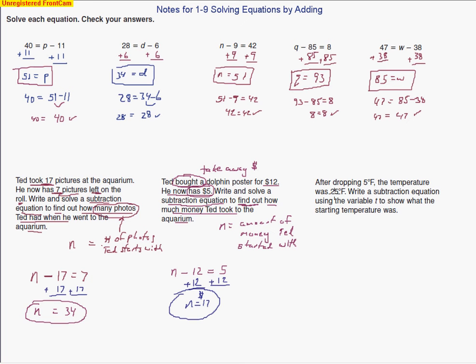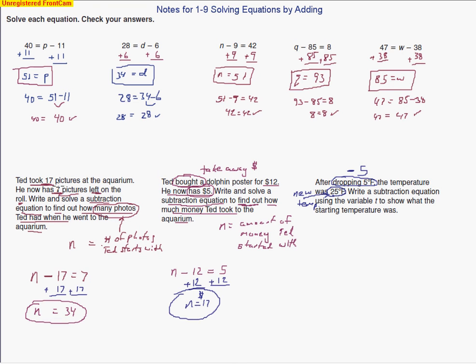Well, let's take a look at our next one. After dropping 5 degrees. Dropping, what does that mean? Dropping 5 degrees means you're taking away 5 degrees. After dropping 5 degrees, the temperature was 25. So this is like the new temperature. Kind of like how $5 was the new amount that Ted had after he bought the dolphin poster, or like 7 pictures was the new amount Ted had after he took the 17 pictures at the aquarium.